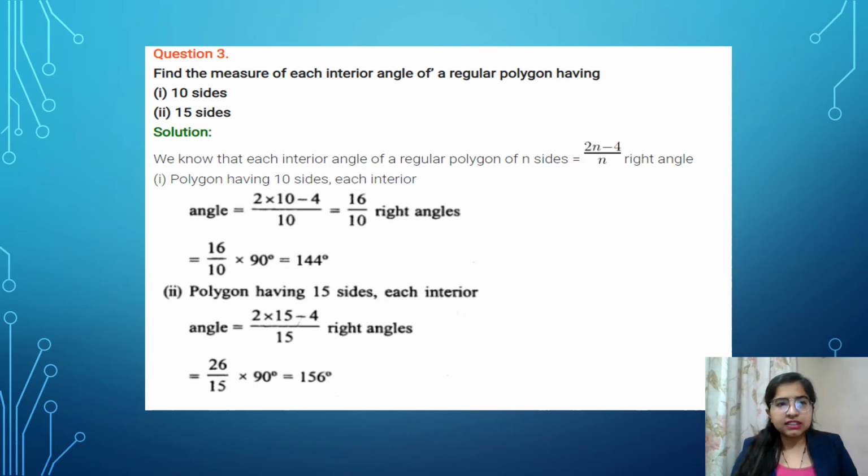So this is the way to find the interior angle. For the exterior angle we were dividing 360 by the number of sides. Exterior angle is too simple. But for the interior angle, the formula is (2n minus 4) divided by n, into right angle. Clear, all of you? So coming to the next slide, see.